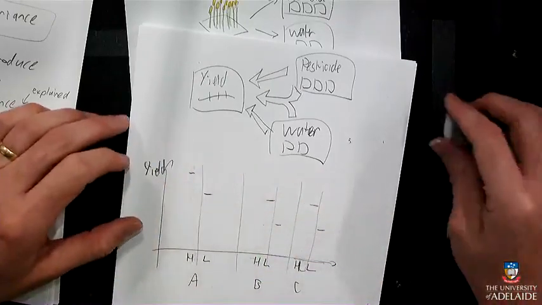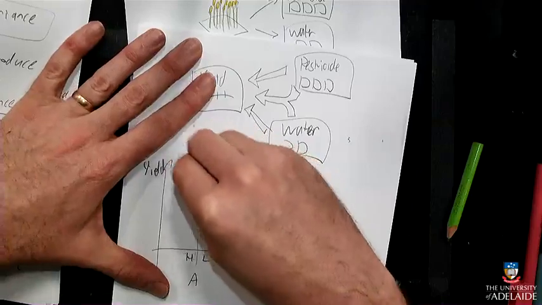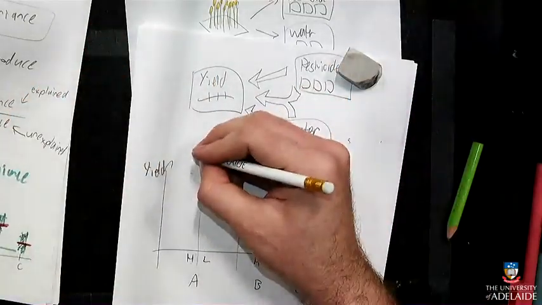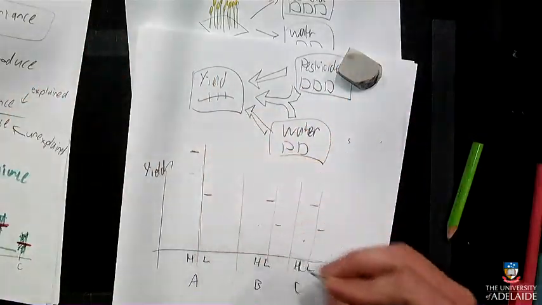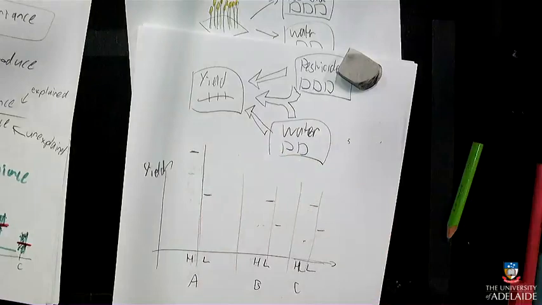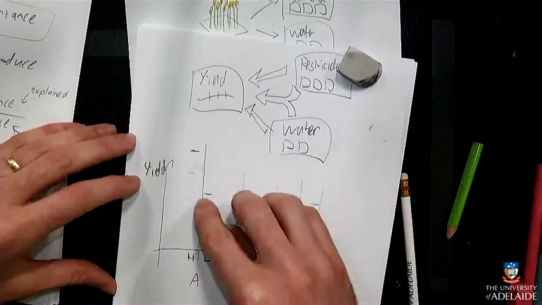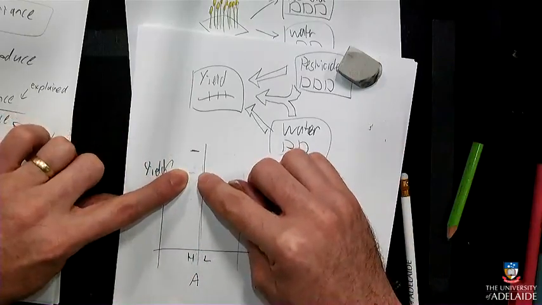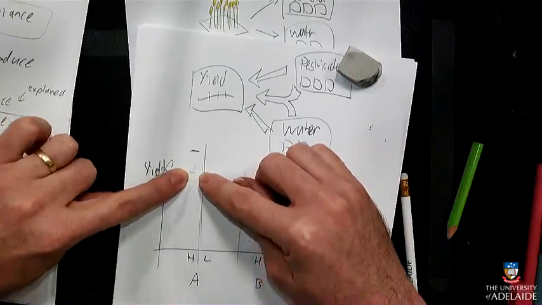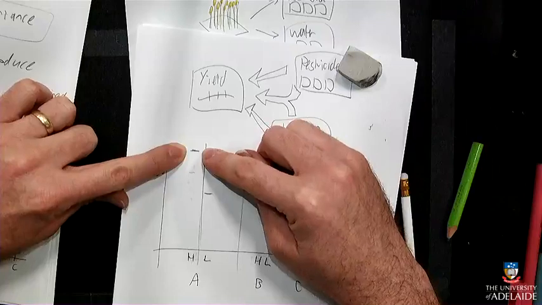But it may be that it's actually more like this. That, well, based on what's happening over here, I would expect the high water to only raise it by this much, but when I'm in pesticide A, it also raises it by this much. That's the interaction effect.